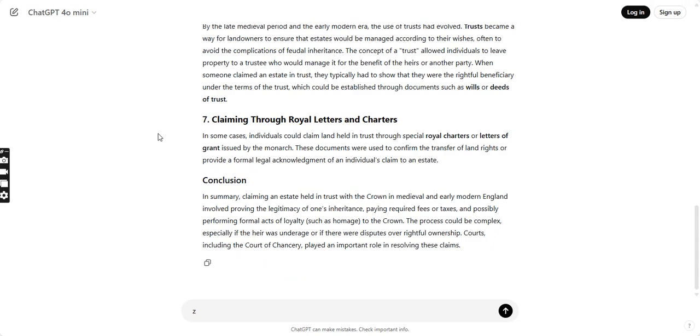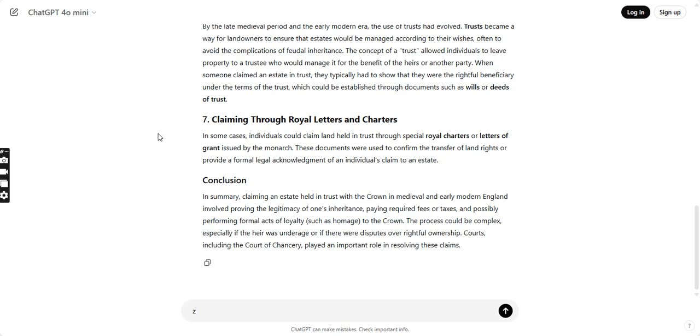Number 7, claiming through royal letters and charters. In some cases, individuals could claim land held in trust through special royal charters or letters of grant issued by the monarch. These documents were used to confirm the transfer of land rights or provide a formal legal acknowledgement of an individual's claim to an estate.